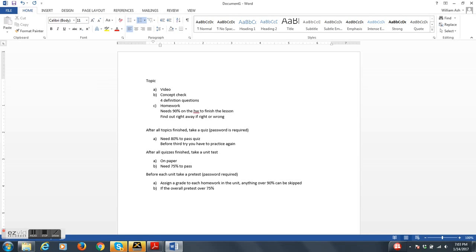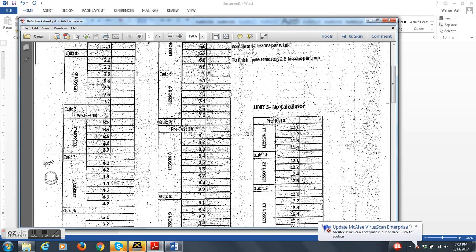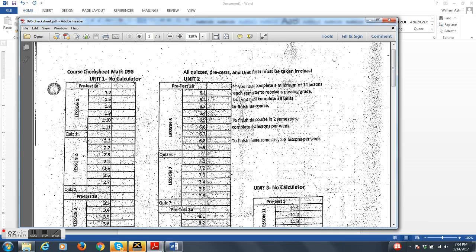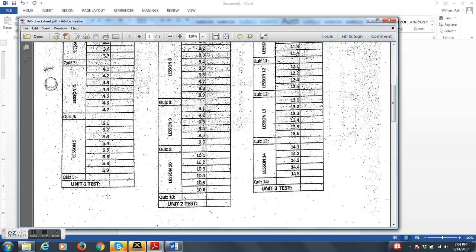And so each topic over 90% you can skip, and if the overall pre-test grade is above a 75%, you can skip the whole section. I say the whole section, but it could be the whole unit. In Unit 3 here, it would be the whole unit. If you got an 80% on the pre-test, you just kill all of Unit 3.